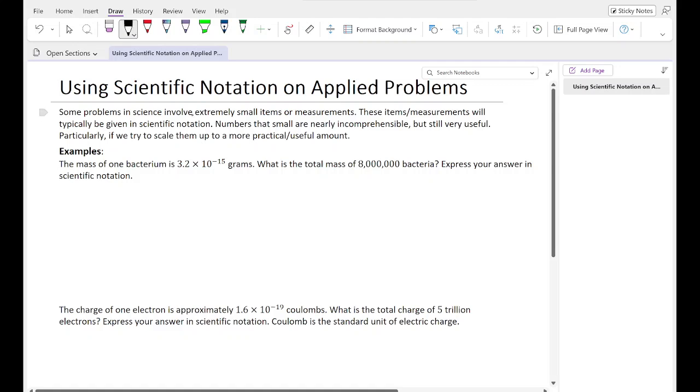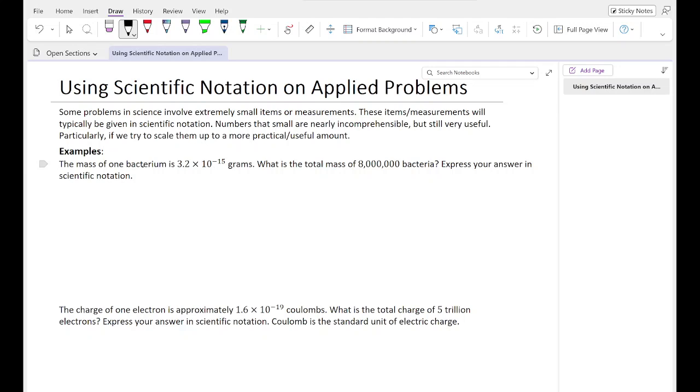Some problems in science involve extremely small items or measurements. These items or measurements will typically be given in scientific notation. Numbers that small are nearly incomprehensible, but they are still very useful, particularly if we try to scale them up to a more practical or useful amount. So let's look at some examples and see what that means.